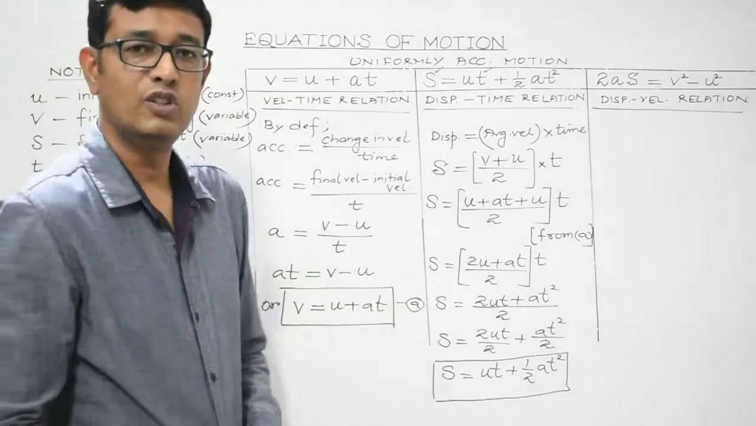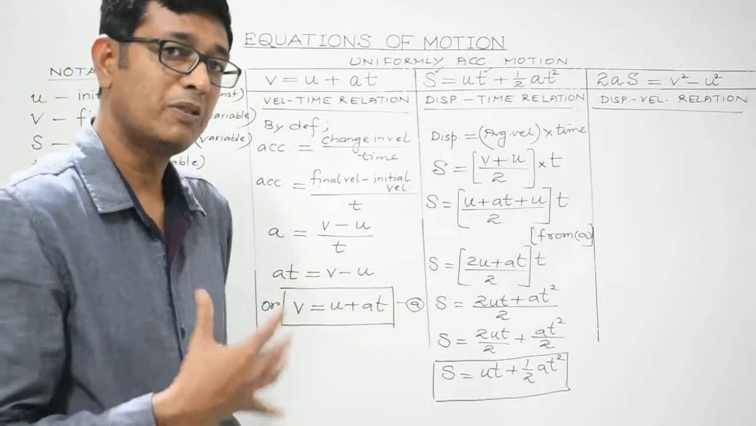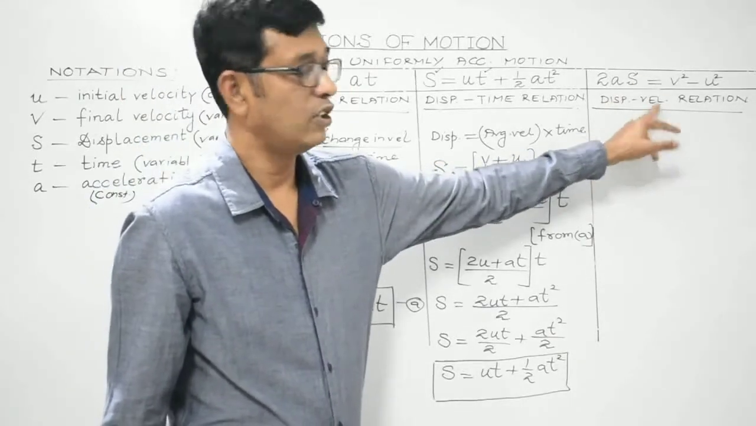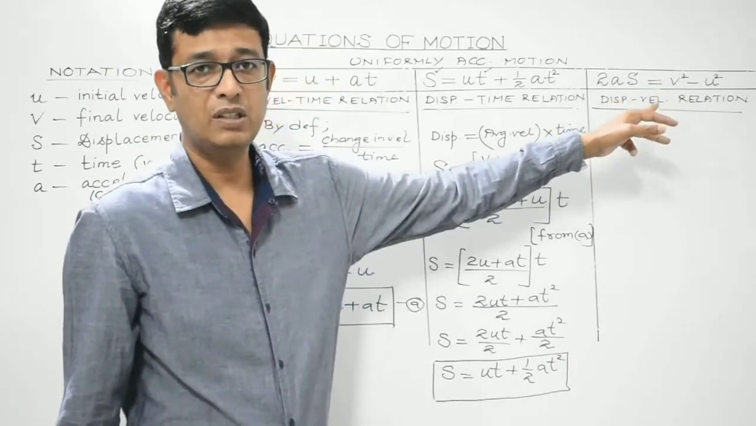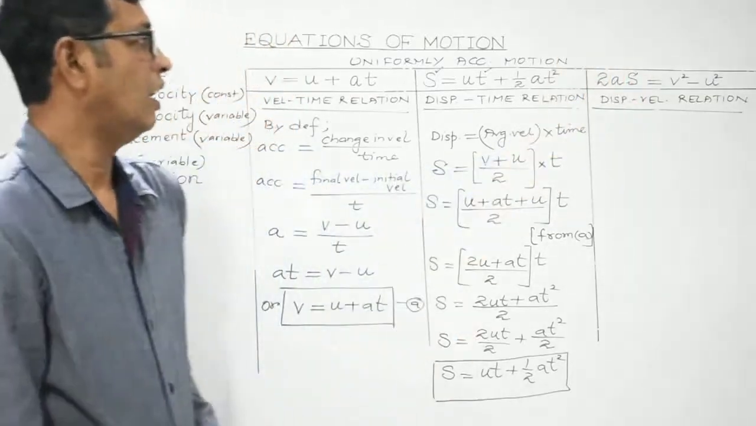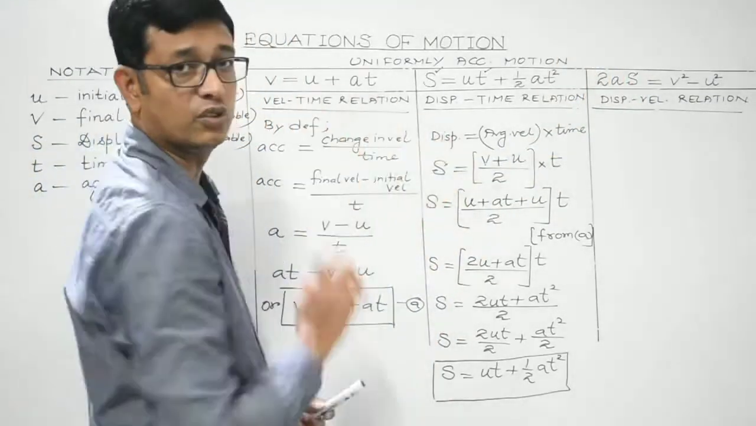Let's consider the third one, which is known as the displacement-velocity relationship. It is the relationship between displacement and velocity, right? S and v are variables, the rest, a and u, are constants. So we are supposed to prove this. Again, let's concentrate on this only.